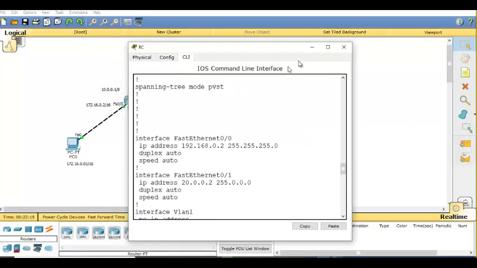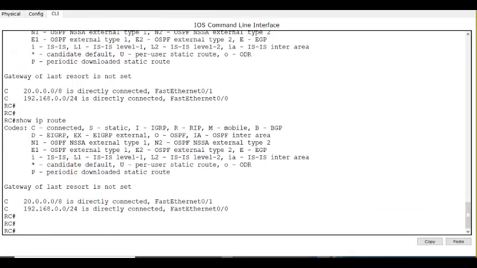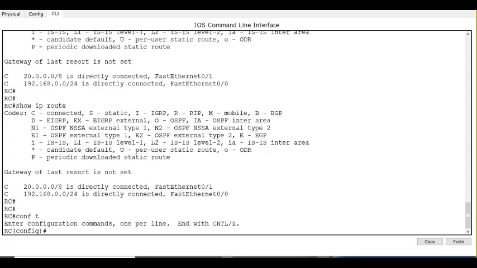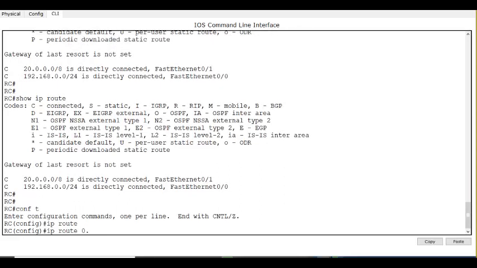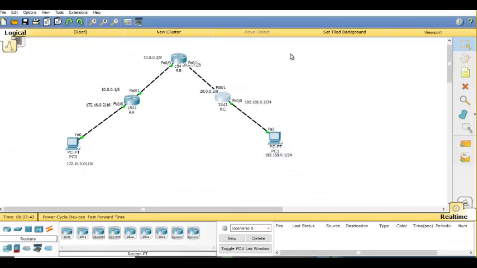Likewise, I'm going to write a default route on router C. You see, right now we have only 2 routes. In router C also I'm going to write a default route, but in a different way. Are you ready for that? IP route, any network, any subnet mask. Now assume that I don't know the IP address of router B. See, what is the IP address of router B? 20.0.0.1. Assume that I don't know. Then how will I send it to router B?